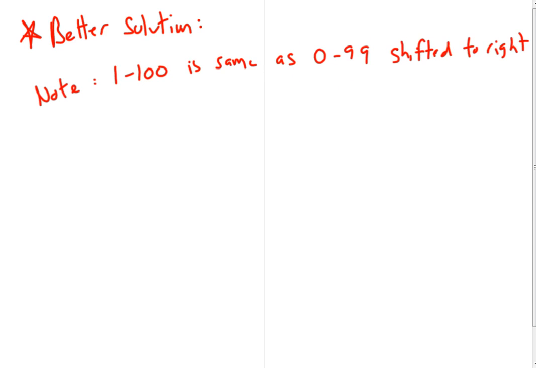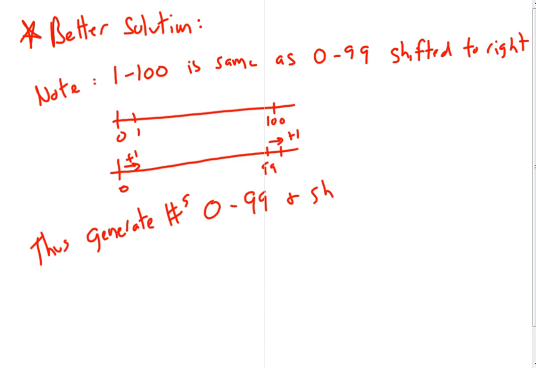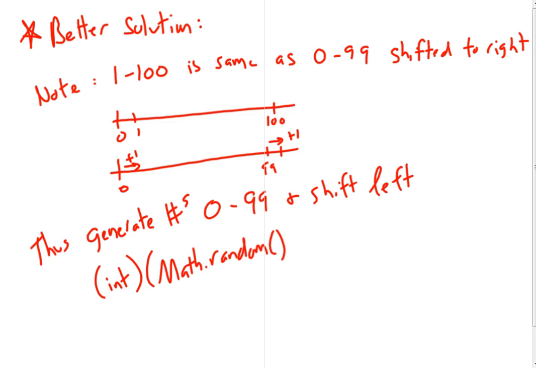So what we're going to do is, let's make something that's going to give me 100 numbers between 0 and 99, and then we're going to shift it to the right by 1. So in other words, if you're a visual person, we're going to pick any number from 0 to 99, and then we're going to shift it to the right. We'll just add 1, so we have 1 to 100. And so thus, we're going to generate numbers from 0 to 99 and shift left. That is a typo. We're shifting it to the right. I said shift it to the right there, I wrote shift to the left. Sorry about that. Okay, so now this is 100% correct.